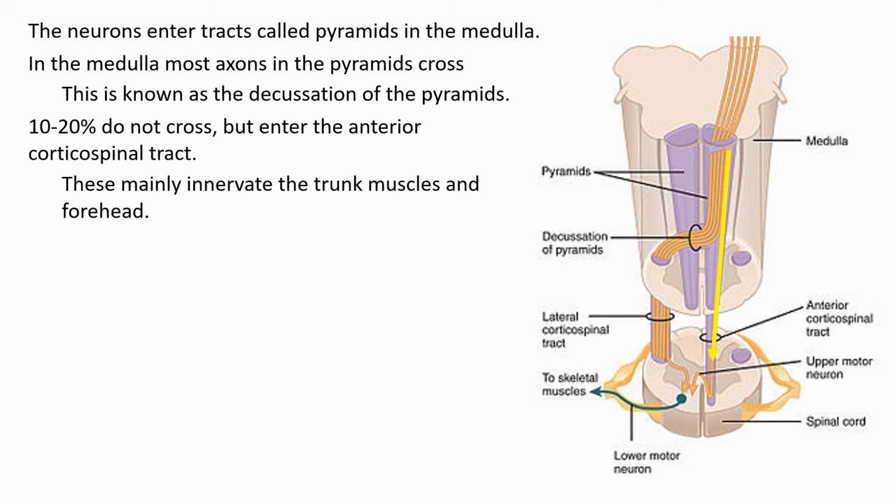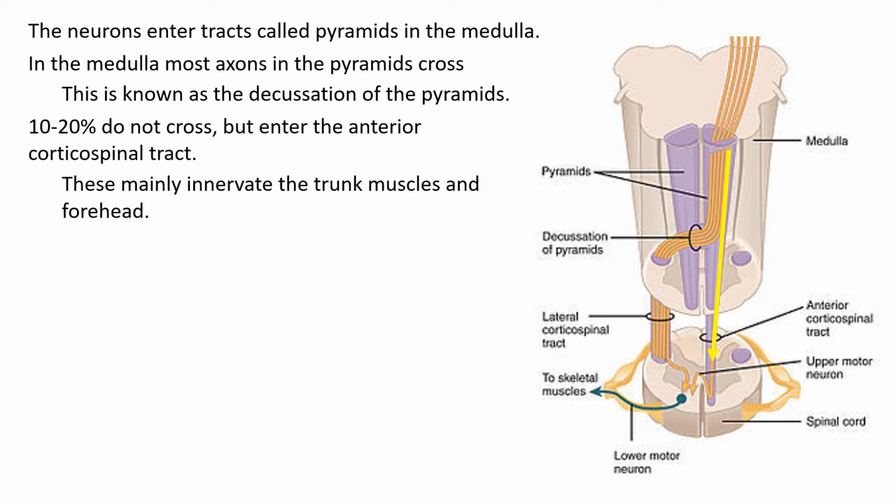Some of them don't cross, about 10 to 20% don't cross. Instead, they go straight down and they enter the anterior corticospinal tract. The ones that do decussate go to the lateral corticospinal tract. If you want to remember that it's crossing over, you could say the contralateral lateral corticospinal tract.